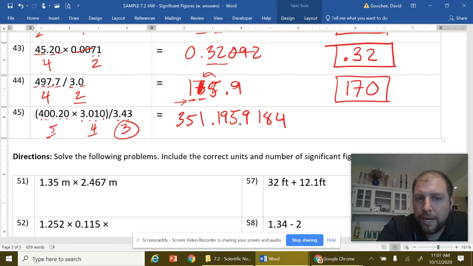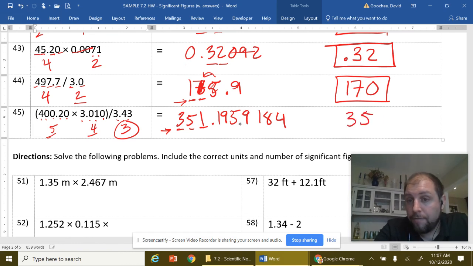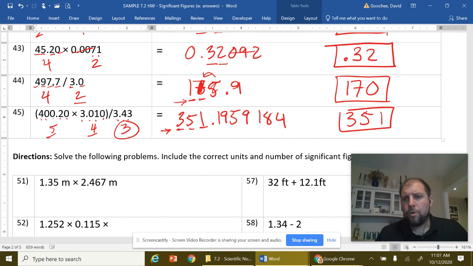So moving from left to right, we can keep the 3. We can keep the 5. We can keep the 1, and that's it. The thing that comes after the 1 is another 1, so we don't have to round up. The answer here is 351.